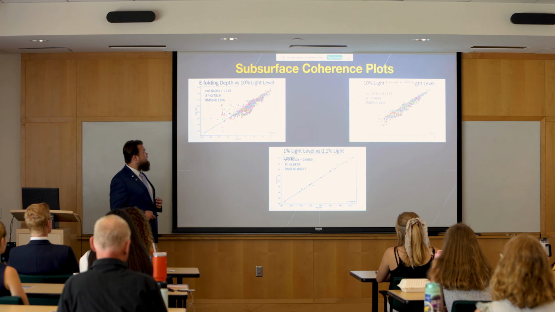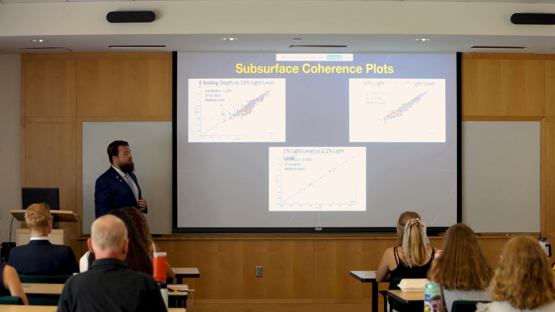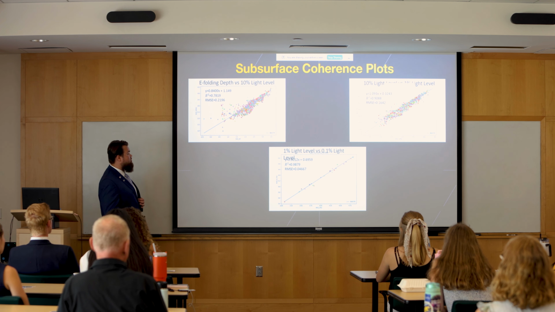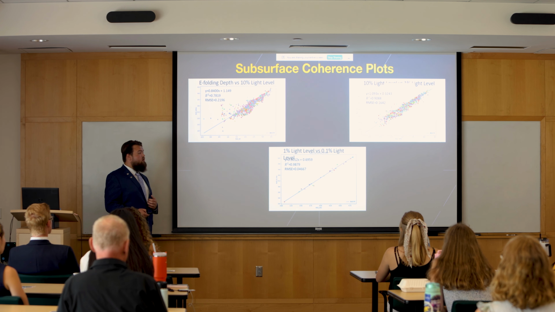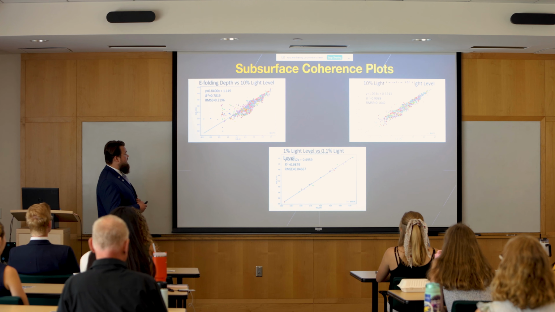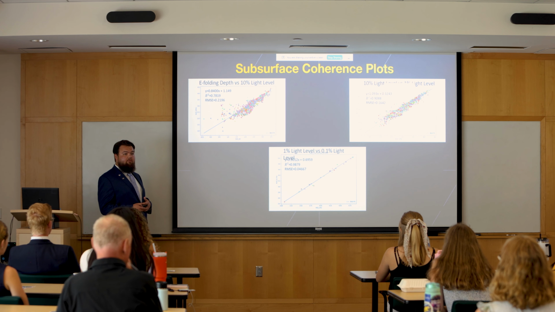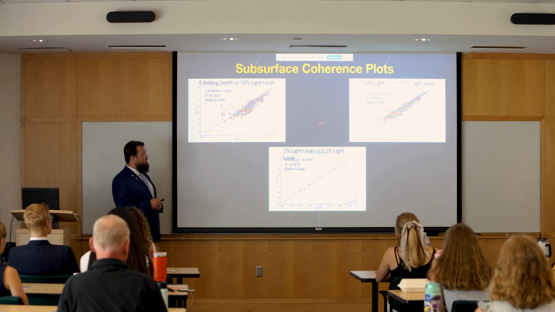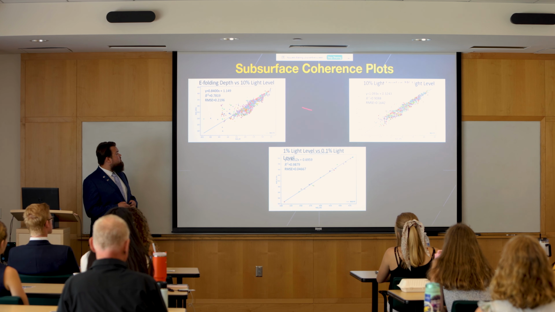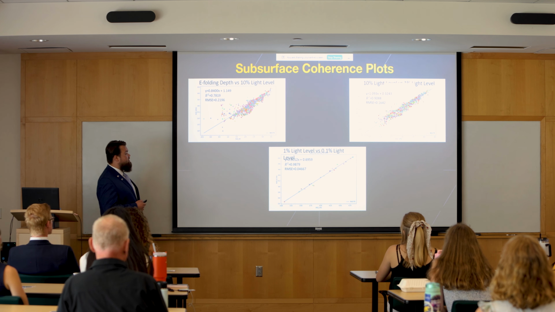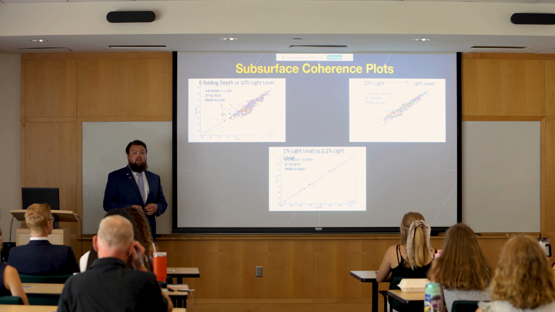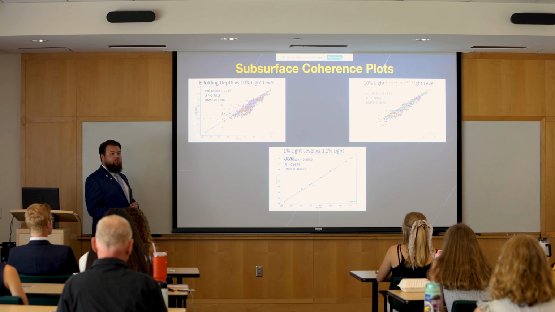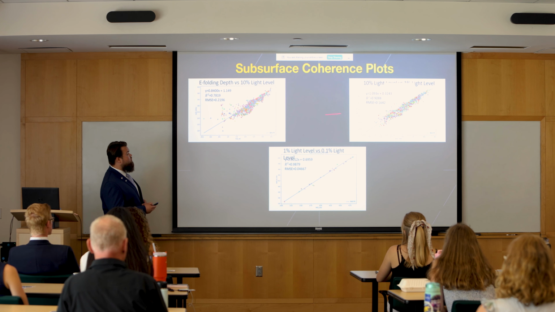So we have our subsurface coherence plots trying to establish the relationship between my subsurface depths. On my x-axis here, I have the natural log of the e-folding depth versus the natural log of my 10% depth. And then I have 10 to 1 and then 1 to 0.1. And as you can see, I have R-squared values ranging from 0.78 to 0.98. And so this shows a very strong linear relationship between these two values that increase with depth.